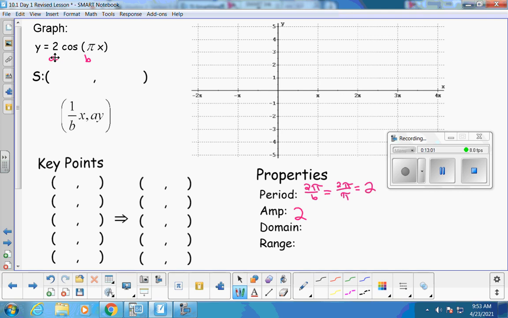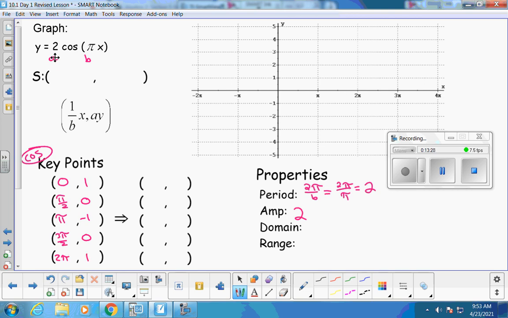So this time my key points are coming from a cosine, or x values as we travel around my unit circle. At 0 radians, my cosine value is 1. At pi over 2 radians, my cosine value is 0. At pi radians, my cosine value is -1. At 3 pi over 2 radians, my cosine value is 0. And at 2 pi radians, my cosine value is 1.